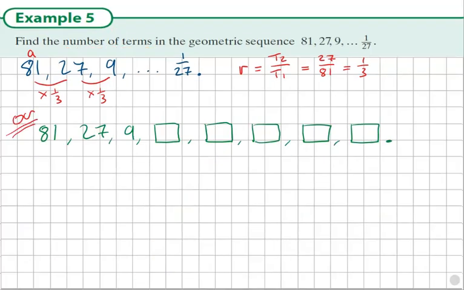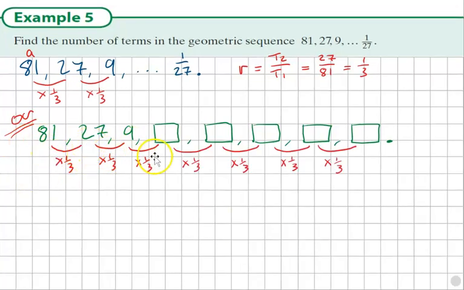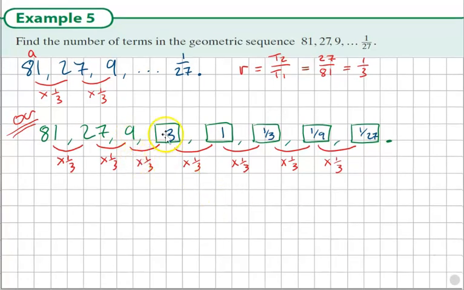So another way of working this out, and you would have got full marks, is to write out the first 3 terms and then write out some blank boxes with some commas in between, and then multiply by a third each time. So 9 times a third is 3, 3 times a third is 1, 1 times a third is a third, a third times a third is a ninth, and 1/9 times 1/3 is 1 over 27. So alternatively, what you could have done each time is divided by 3. So 81 divided by 3 is 27, divided by 3 is 9, and so on. So we can see 1 over 27 is now our final term.